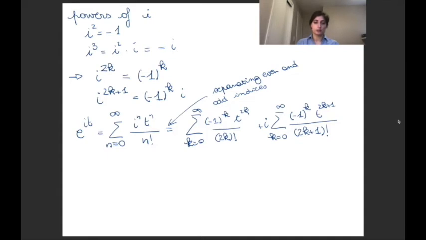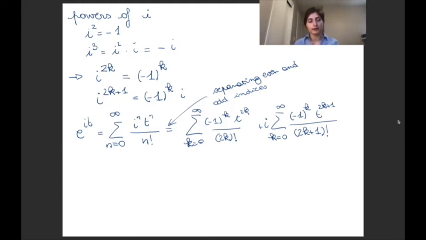Plus the imaginary number multiplied by the odd indices. So it's the sum from k going from 0 to infinity of t to the power 2k plus 1, i to the power 2k plus 1, that we simplify by writing minus 1 to the power k. The imaginary number is already in front of the sum. All of this divided by 2k plus 1 factorial.